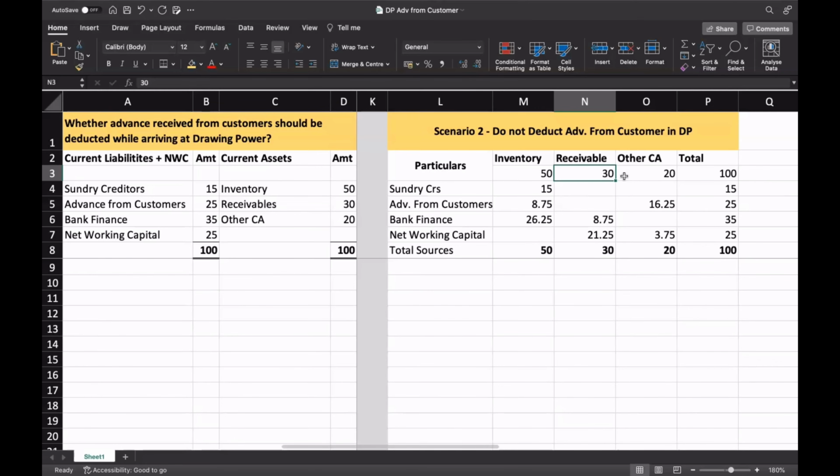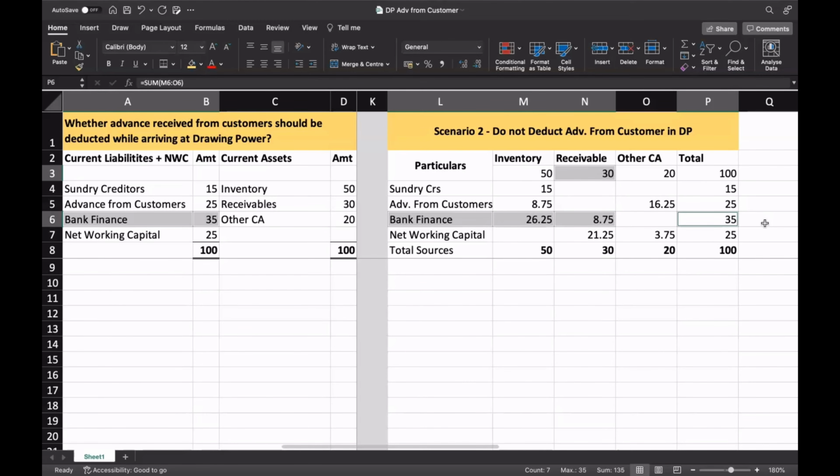No. Why? Because out of bank finance of 35, already 26.25 has gone for inventory. It means only the balance can be used for funding the receivable. So out of 35, 26.25 gone. It means balance 8.75 only available for financing the receivables. So 26.25 plus 8.75 makes total 35. And now if you see, out of 30, only 8.75 is funded. So there is a gap. How much? 30 minus 8.75. There is a gap of 21.25.